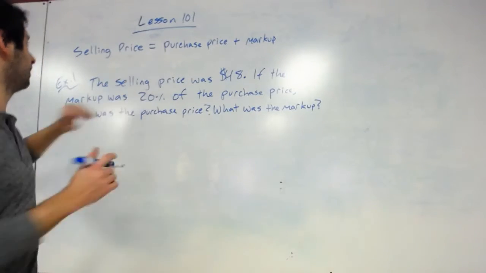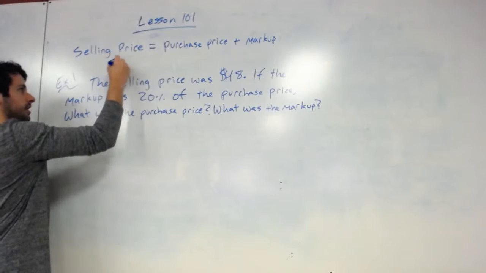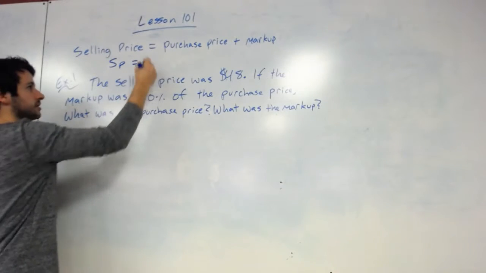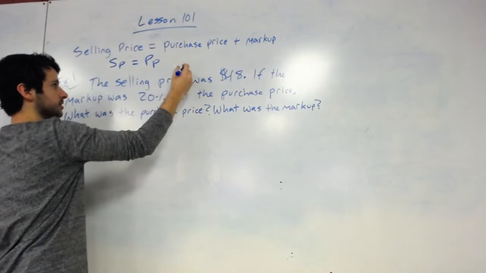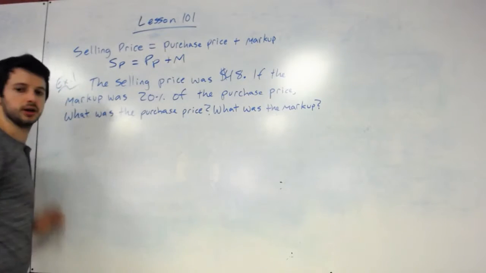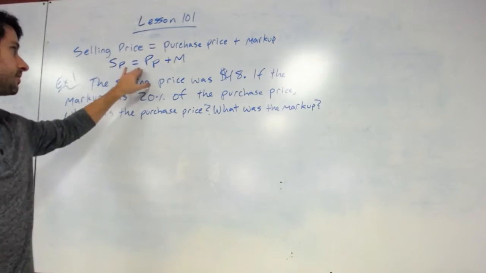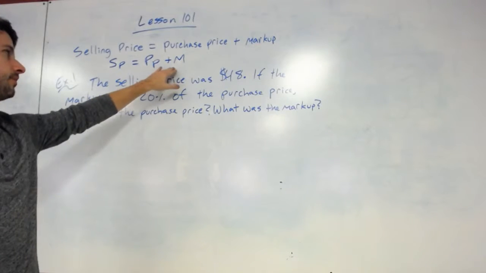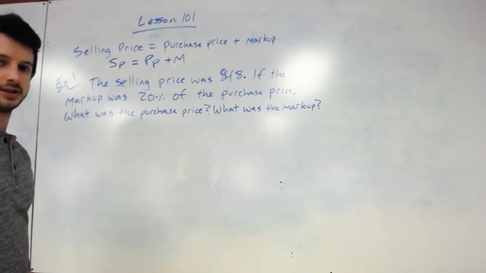But I will often abbreviate with SP for selling price, PP for purchase price, and then M for markup. So selling price equals purchase price plus markup. So now let's look at an example with this.